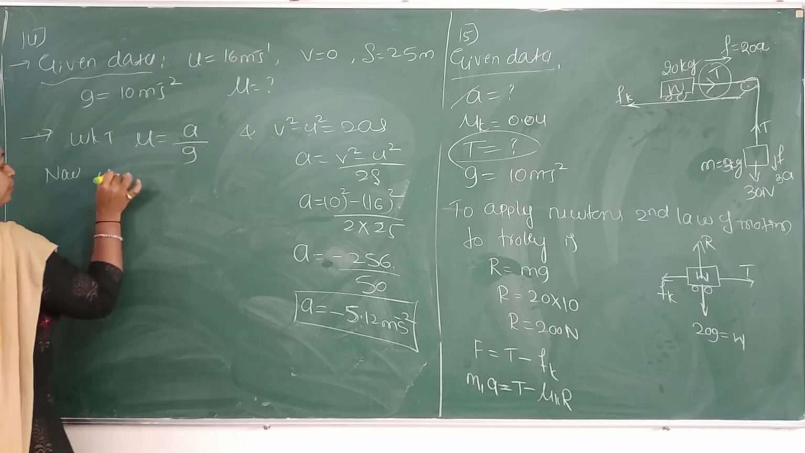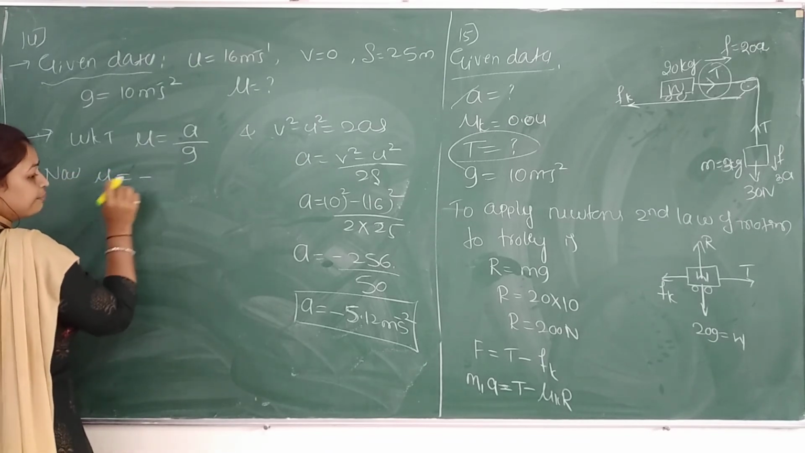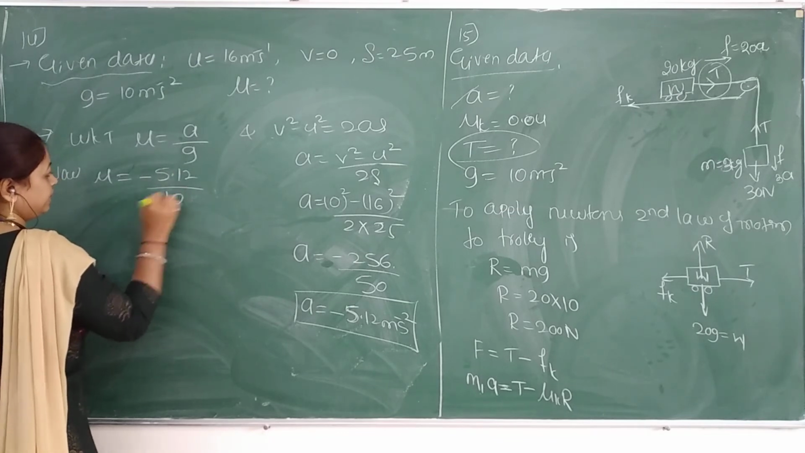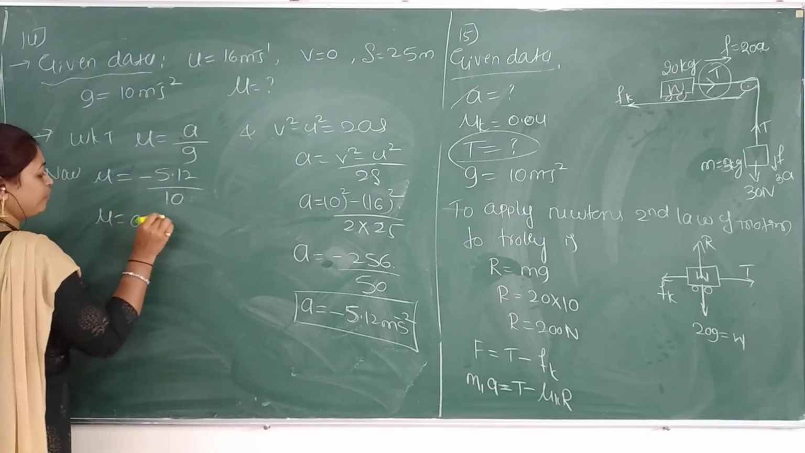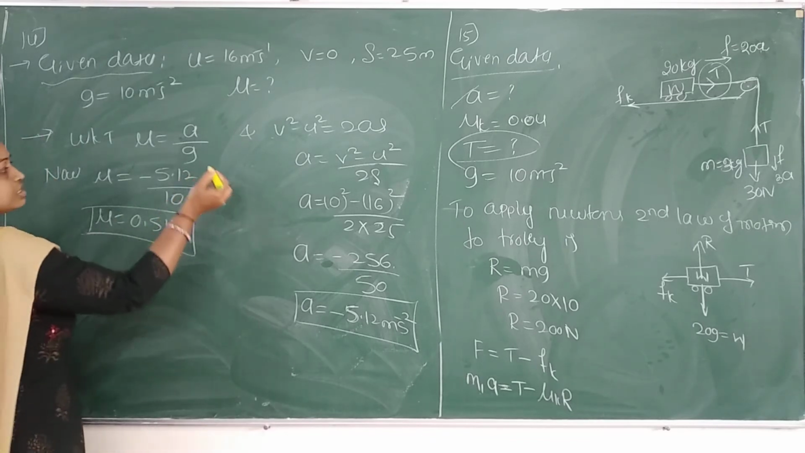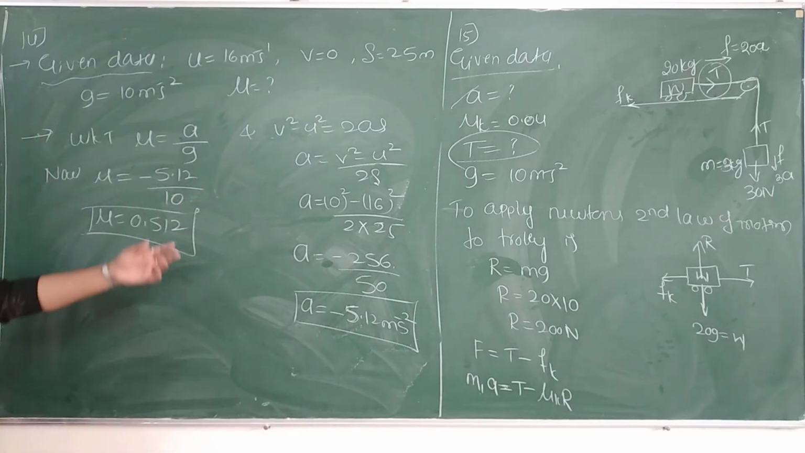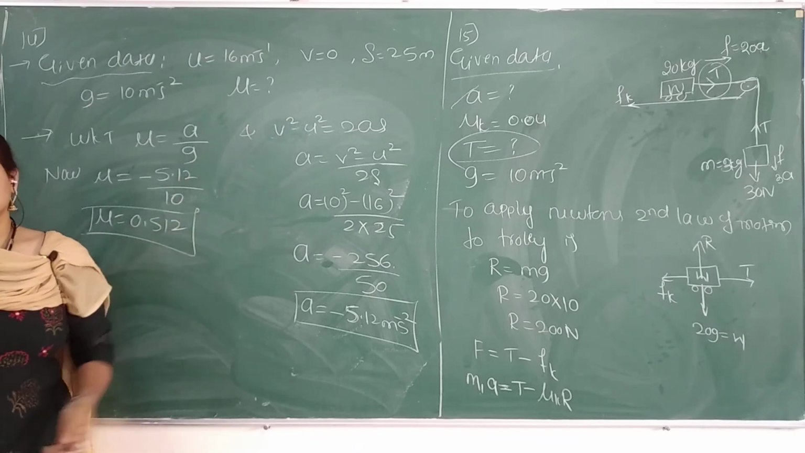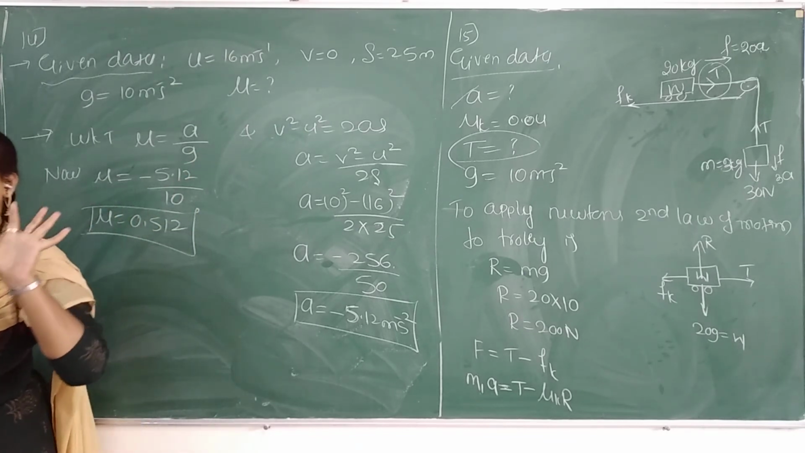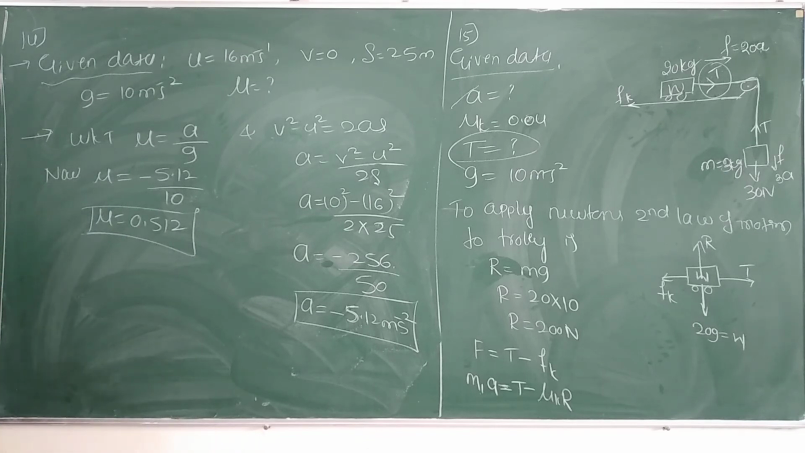Now mu is equal to, the A value is minus 5.12 divided by 10. Mu is equal to 0.512. This is also meter per second square, it is also meter per second square, they will cancel each other. So always, the coefficient of friction mu doesn't have any unit. Is it clear? Understood?